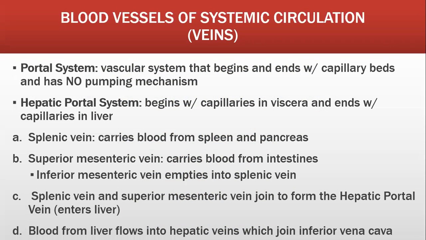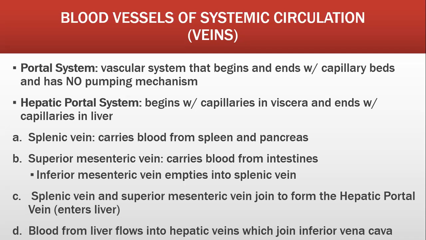Then we also have the portal system and the hepatic portal system. The portal system is a vascular system that begins and ends with capillary beds and has no pumping mechanism, while in our hepatic portal system, hepatic means liver. So it begins with capillaries in the viscera and ends with capillaries in the liver.